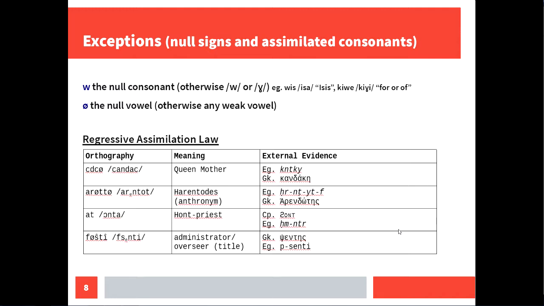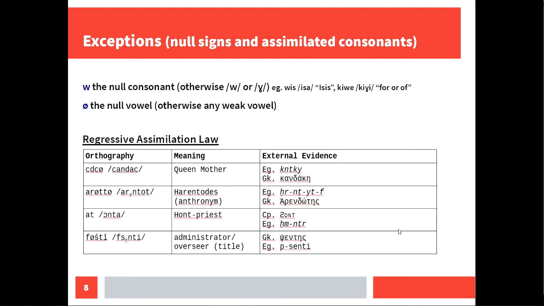The second exception to those pretty simple principles is Meroitic's regressive assimilation law. This affects the consonants N and R before dental consonants. Now, the most famous word that this affects, of course, is Candace, the Kushite word for the Queen Mother. When this word is rendered in Greek and Egyptian and Latin, you see a nasal consonant, which is not reflected in the Meroitic orthography.